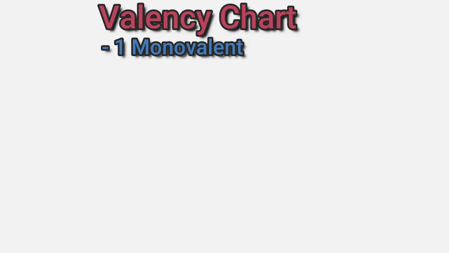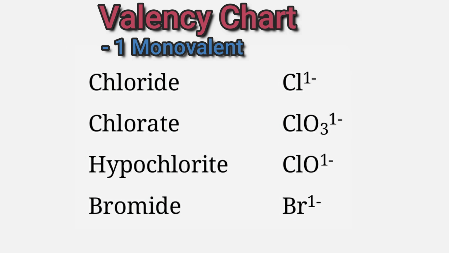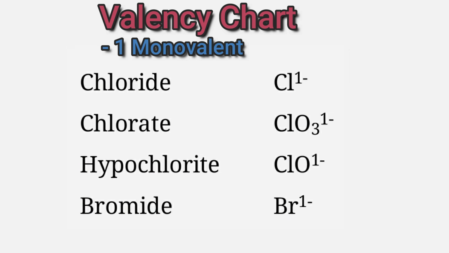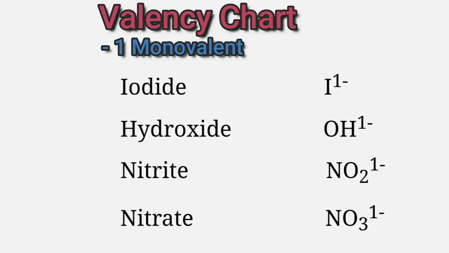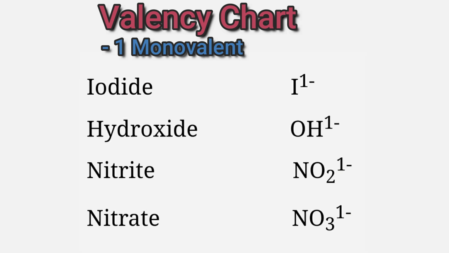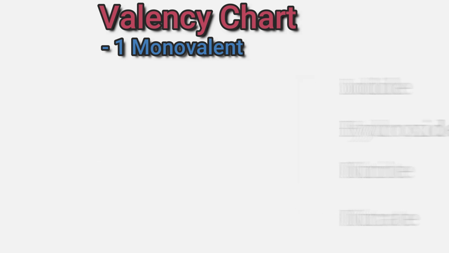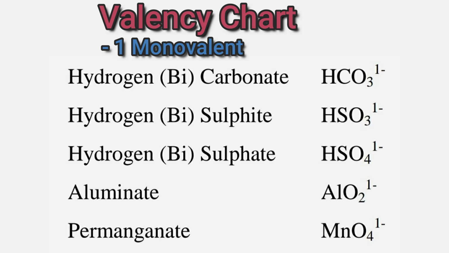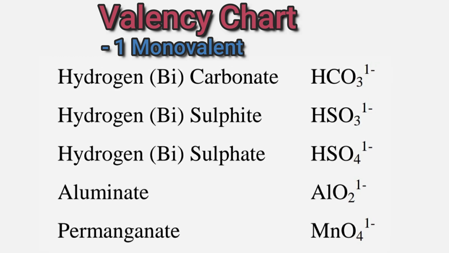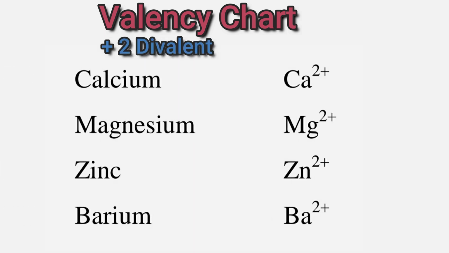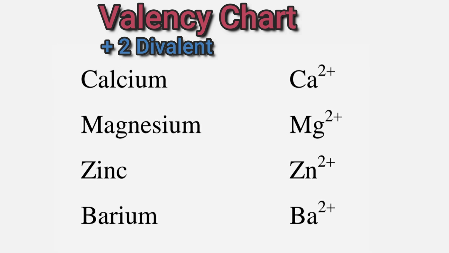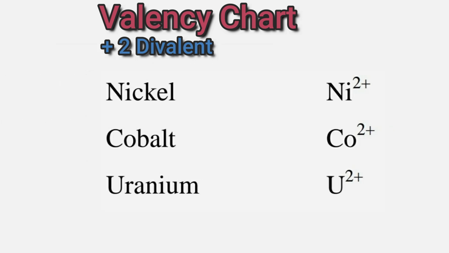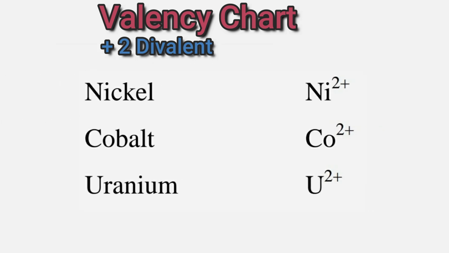In -1 we have chloride, chlorate, hypochlorite, bromide, iodide, hydroxide, nitrite, nitrate, hydrogen carbonate, hydrogen sulfide, hydrogen sulfate, aluminate and permanganate. In +2 we have calcium, magnesium, zinc, barium, nickel, cobalt and uranium.